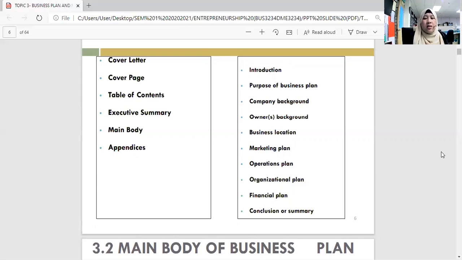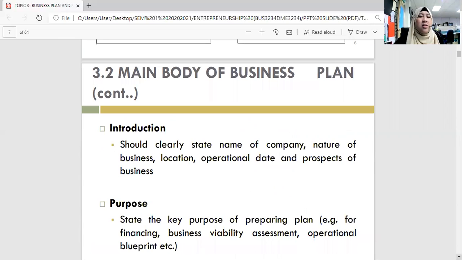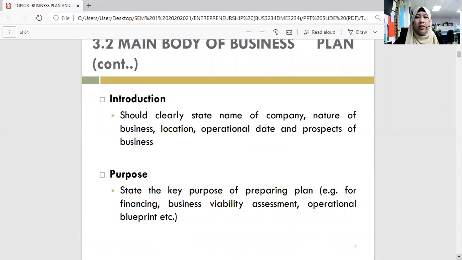So in a business plan, the main part that is very important is the four parts, which are the administrative plan, marketing plan, organizational plan, and also financial plan. Okay, so first things first, this is the introduction.